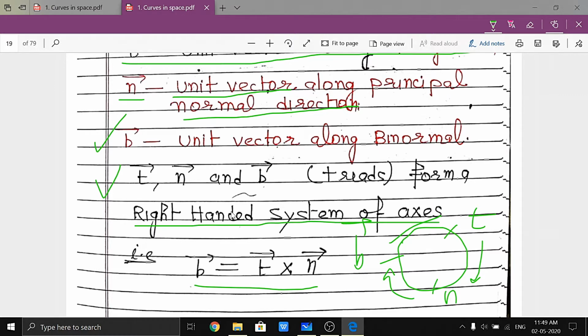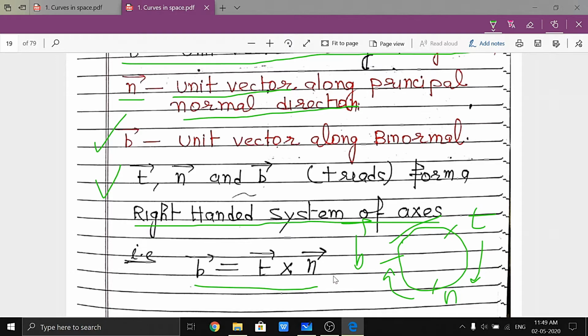Now these three vectors are very important for differential geometry. Even the entire differential geometry is on the basis of T, N and B. T, N and B mean unit tangent, unit normal, and unit binormal. Clear? They form the three planes: the osculating plane, the normal plane, and the rectifying plane. So remember all these things, as we will use them in the entire chapters of differential geometry.